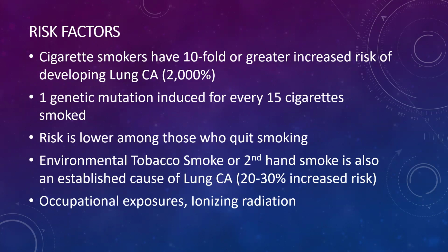And your secondhand or environmental tobacco smoke is also an established cause of your lung CA. But take note that it's only a 20 to 30% increased risk compared to your non-smokers. Occupational exposures and ionizing radiation are also said to be risk factors for developing lung CA.